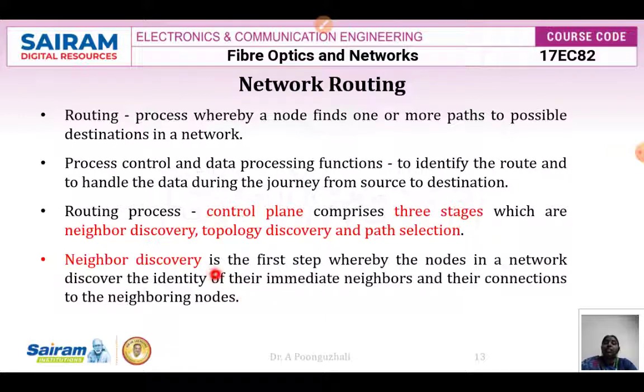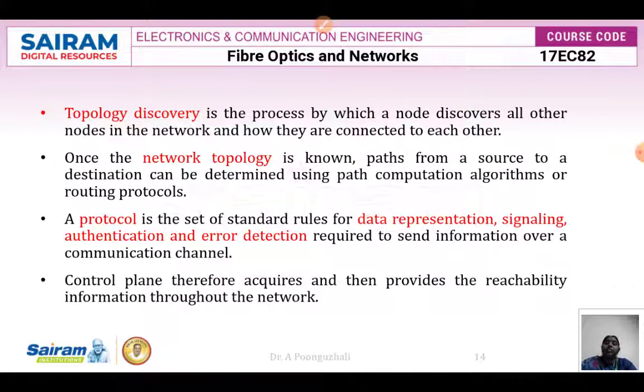So we say that neighbor discovery is the first step where the nodes in the network discover the identity of their immediate neighbors and their connections to the neighboring nodes. Next is topology discovery. Topology discovery is how the nodes are connected in the network, and how they are connected in your network is called your topology discovery.